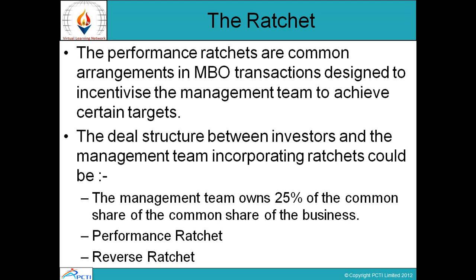The targets underpinning ratchets are usually based on profits or capitalized value upon sale or flotation. Where ratchets are to be used, it is very important to precisely and very clearly define the terms of agreement and trigger mechanisms to reduce any legal issues.